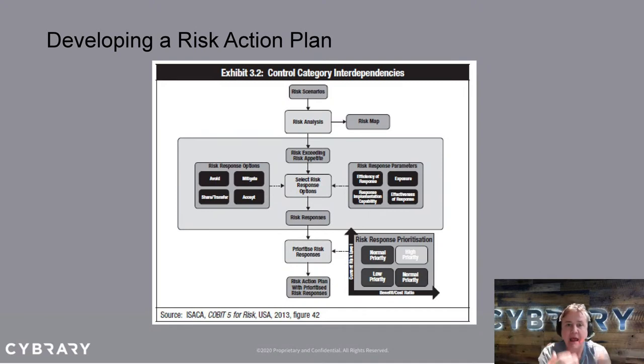Well, then I'm going to analyze and assess the risk and ultimately determine what's the probability and impact. How likely is it to happen? And if it does, what's the severity? That's my assessment piece. All right, so that's my potential for loss. Is that within my levels of acceptance?